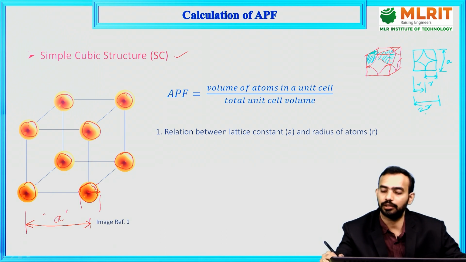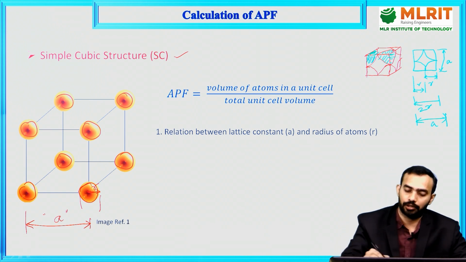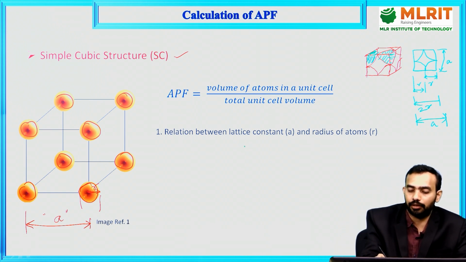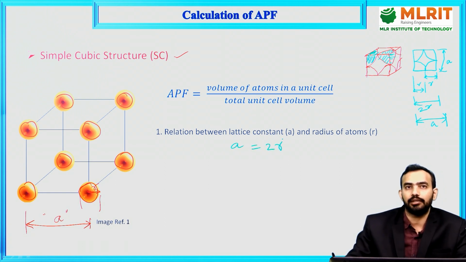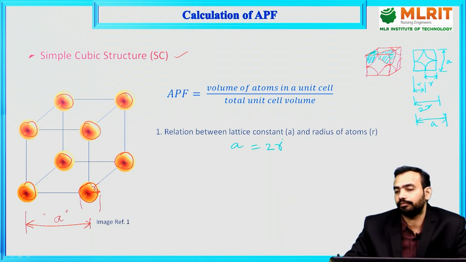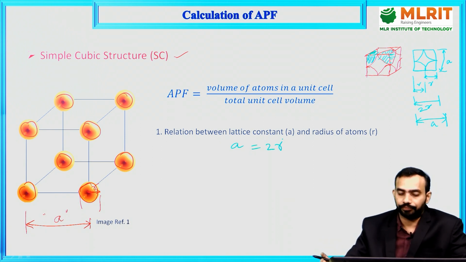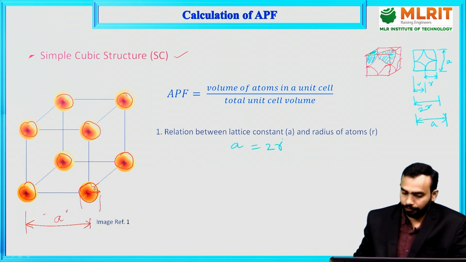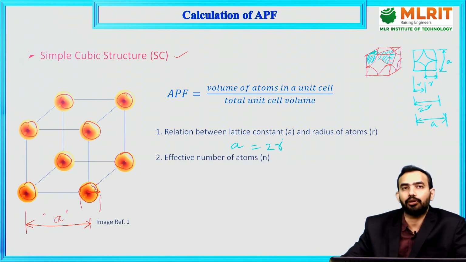2R. So this is nothing but also A, the lattice constant. And so I can write the relation between the lattice constant, that is A, is equal to 2R, where R is the radius of the atom, right? Similarly, we will calculate the effective number of atoms.